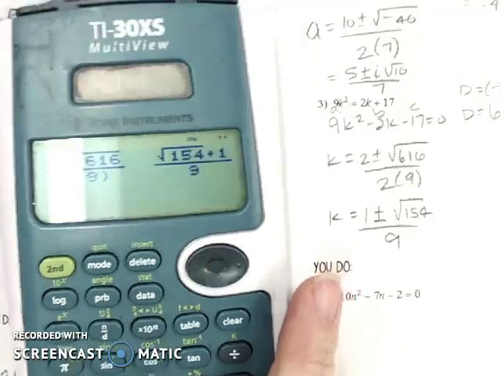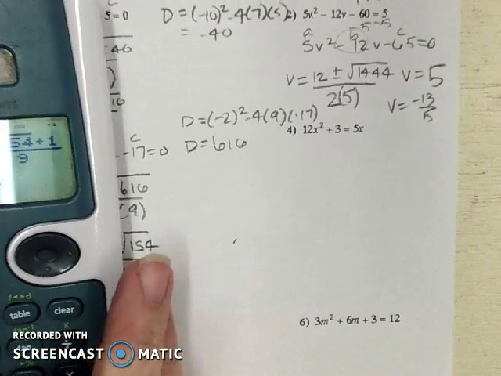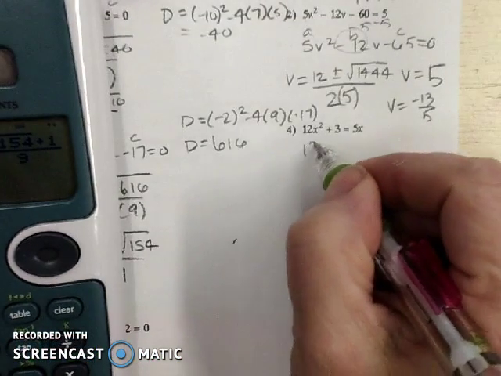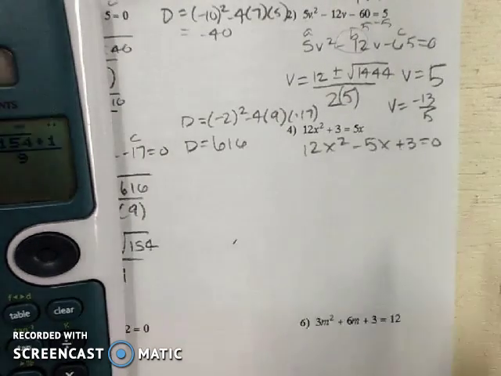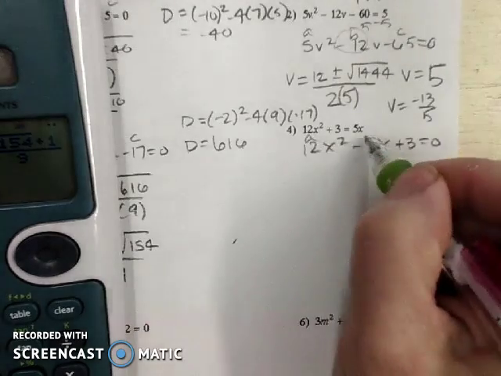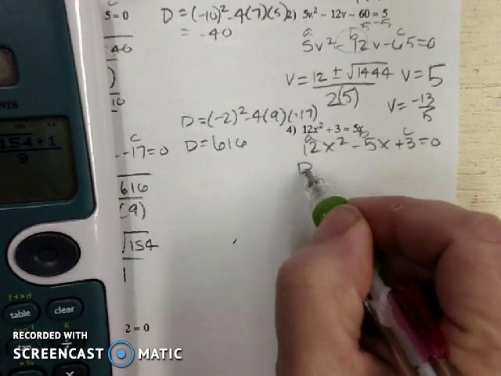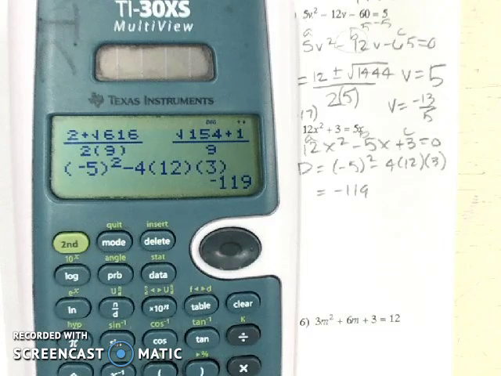Looking at number 4, I've got less than 2 minutes. Get everything on one side using your inverse operations. There's my A, there's my B, there's my C. I'm going to find my discriminant real quick. So my discriminant is negative 119. Please pause and do what you need to do to check me, but I've got negative 119.